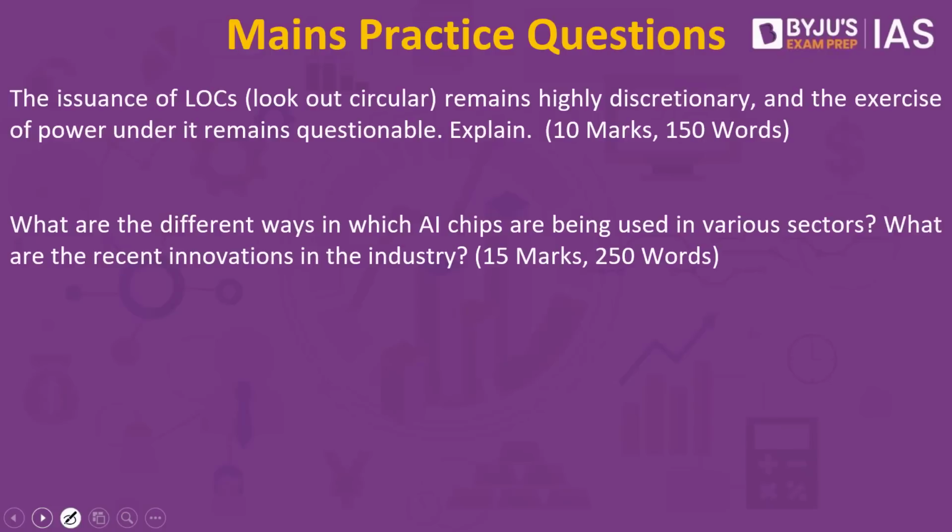The issuance of LOCs, Lookout Circulars, remains highly discretionary and the exercise of power under it remains questionable. Explain. What are the different ways in which AI chips are being used in various sectors? What are the recent innovations in the industry?